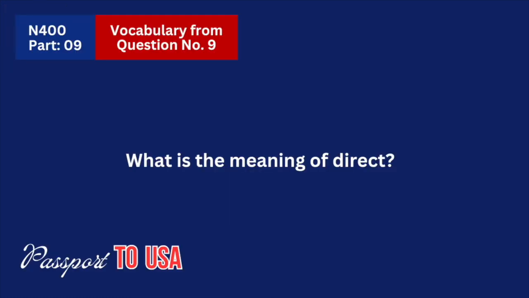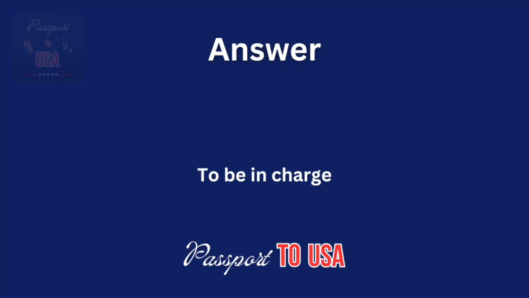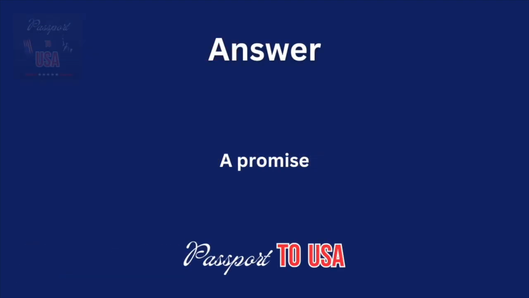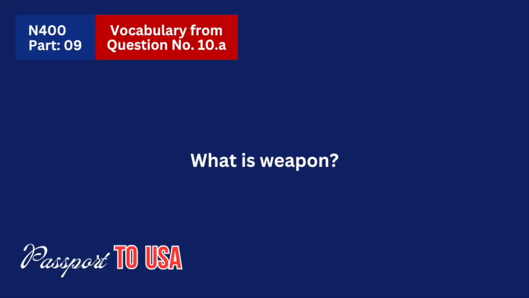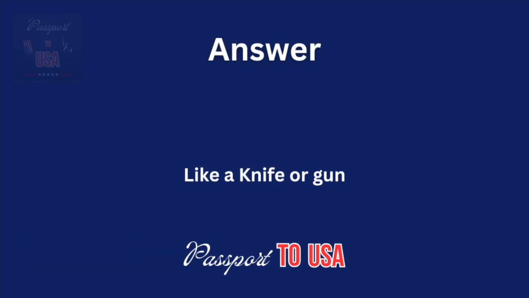What is the meaning of direct? To be in charge. What is oath? A promise. What is weapon? Like a knife or gun.